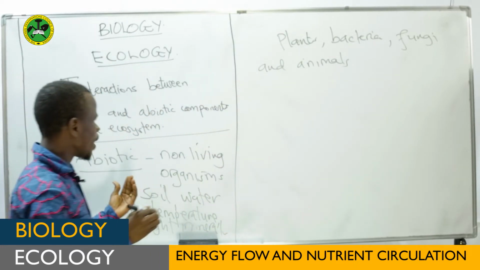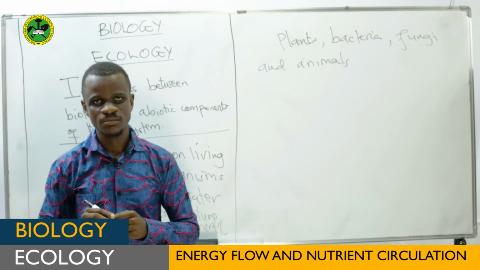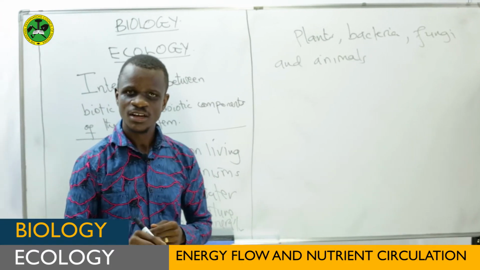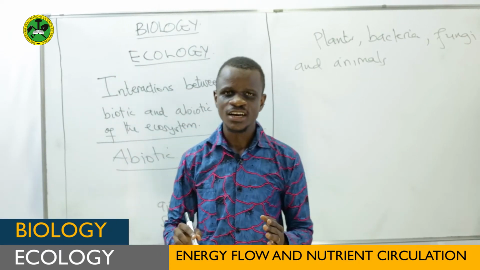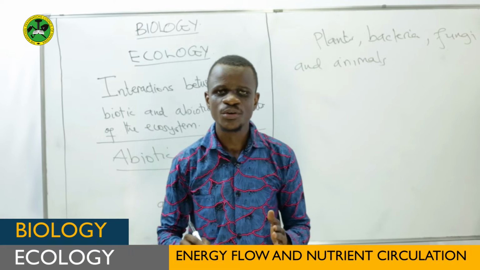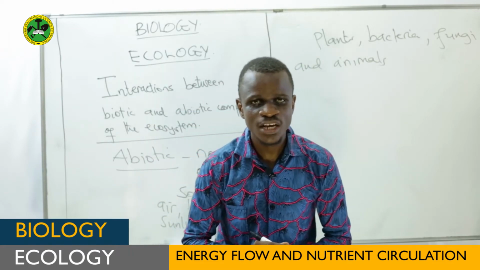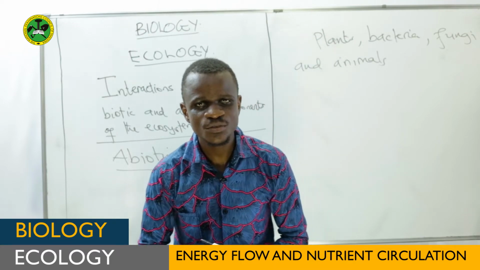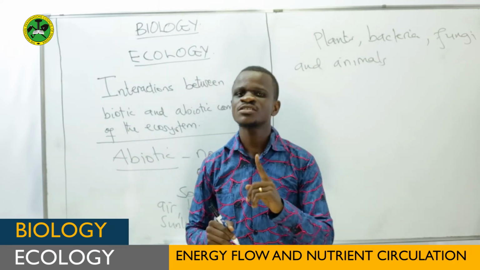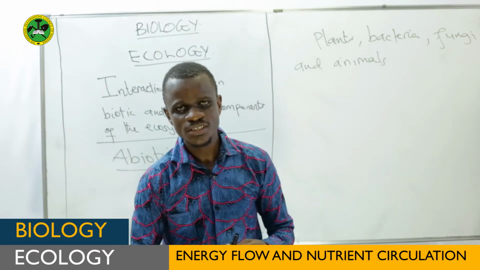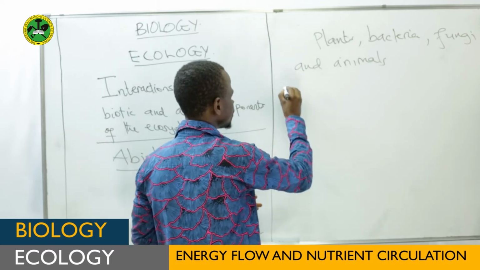Now, how do abiotic and biotic components of an ecosystem interact? My student, can you try to think? Can a plant manufacture its own food without the presence of carbon dioxide? Without the presence of water? Without the presence of sunlight? Really no. Photosynthesis requires light. Photosynthesis requires water. But we have a biotic component called plant.